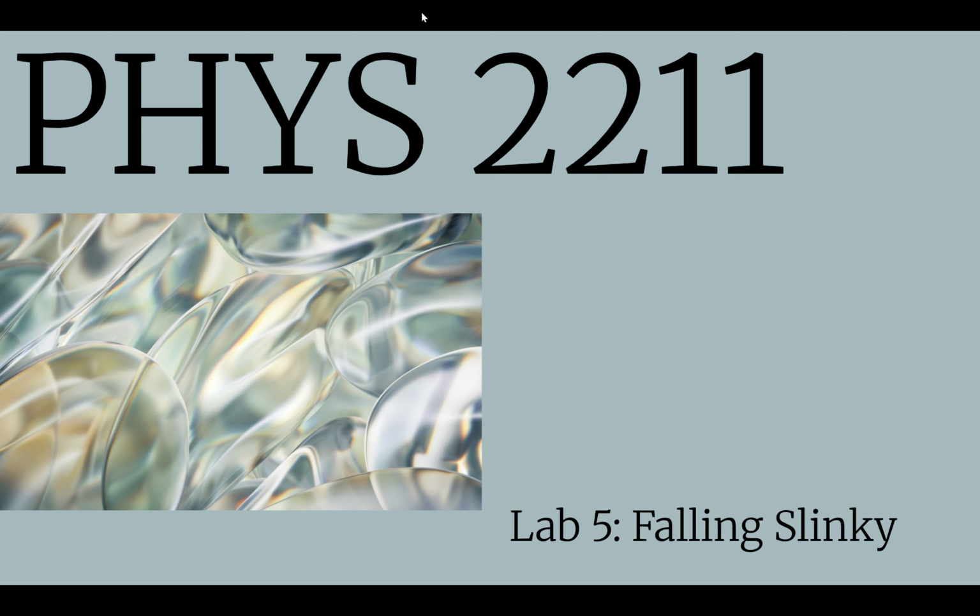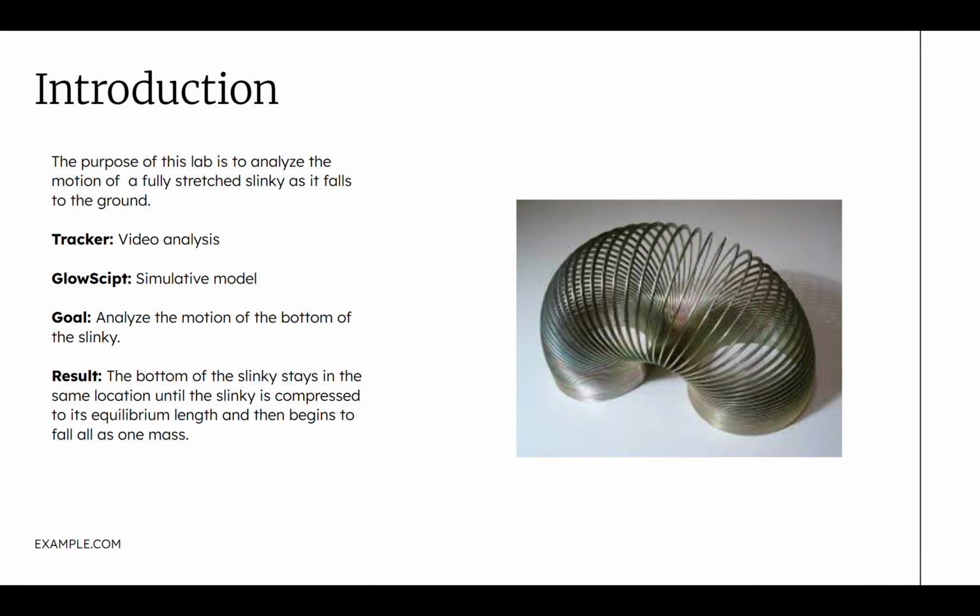Welcome to Physics 1, Lab 5, Falling Slinky. Alright, so the purpose of this lab is to analyze the motion of a fully stretched slinky as it falls to the ground. For video analysis, we're going to use Tracker. For the simulative model, we're going to use GlowScript. The goal of this lab is to analyze the motion of the bottom of the slinky and how it acts. The result is that the bottom of the slinky stays in the same location until the slinky is completely compressed to its equilibrium length and then begins to fall all as one mass.